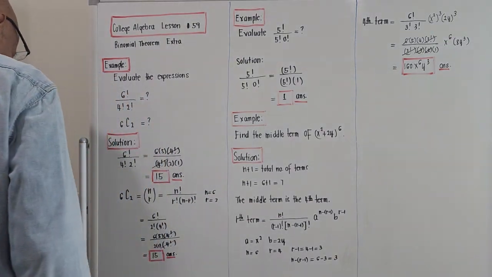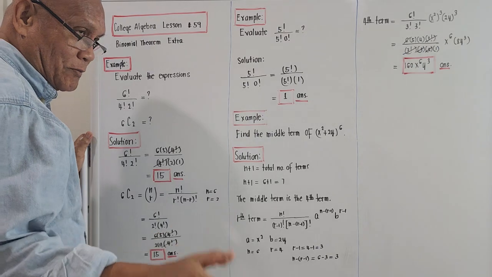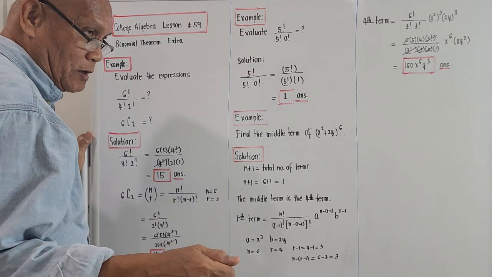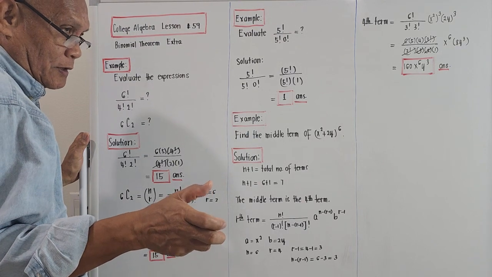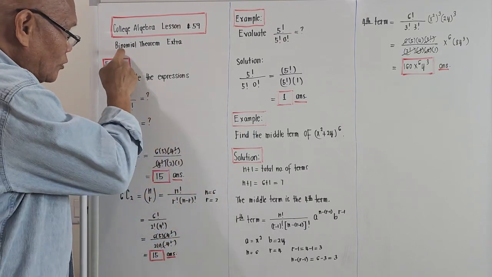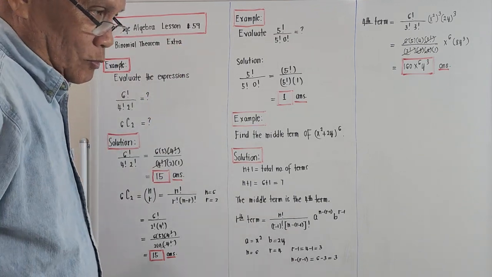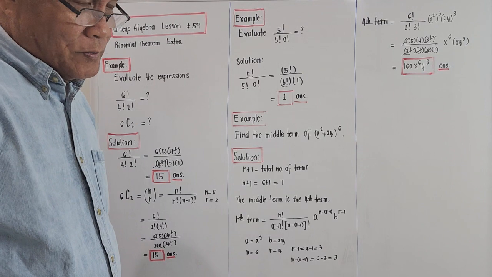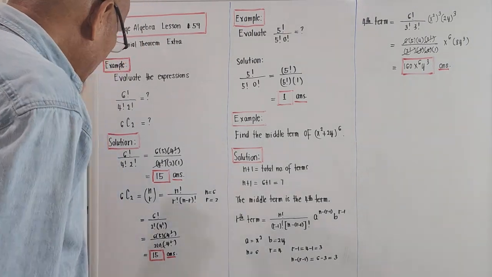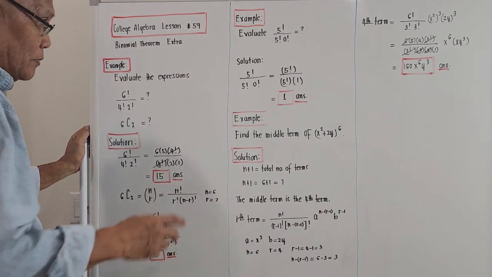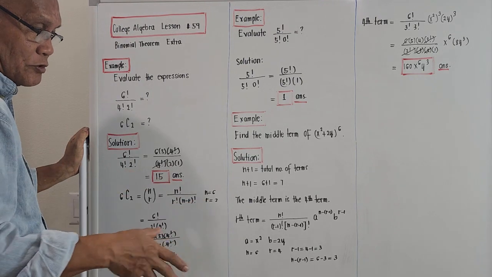The topic for this morning will be college algebra, and this will now be lesson number 9, a continuation of our long video format discussion on college algebra. The title of the subject matter will be Binomial Theorem Extra. Extra meaning it will be a different variation of problems under binomial theorem. Okay, let's proceed. Example number 1, under extra. This is a different variation of problems.